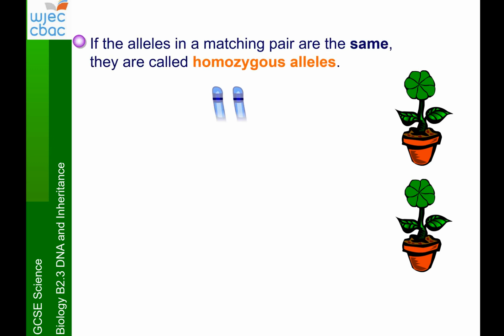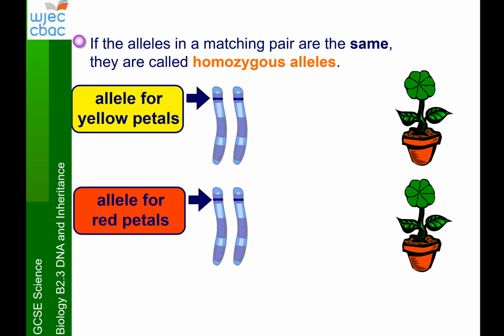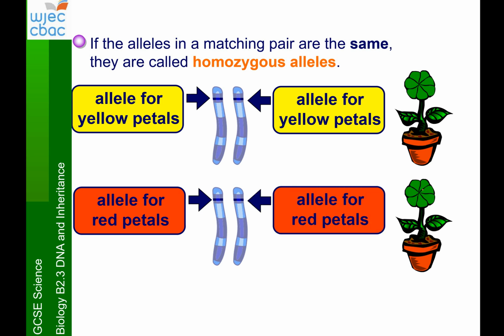So in our diagram, if the alleles in a matching pair are the same, they are called homozygous. If you've got two yellow petals, and the animation is not working currently, as we open this flower, normally that would turn into yellow petals. And if they've got two red petals, if we opened this flower, it would have red petals. So that is our word homozygous.